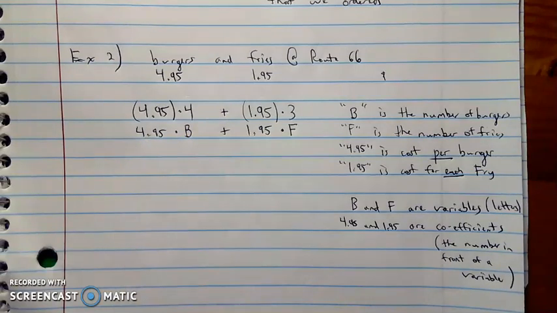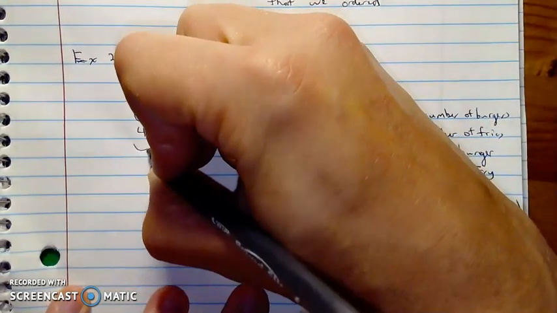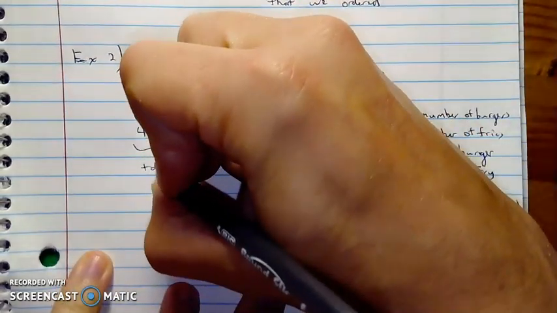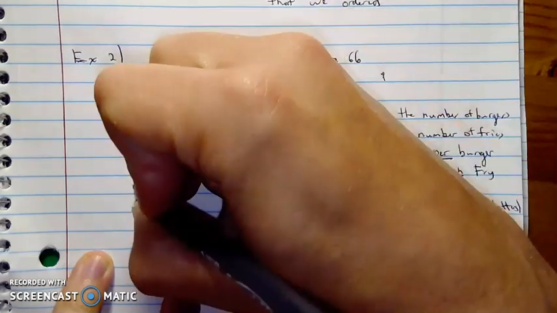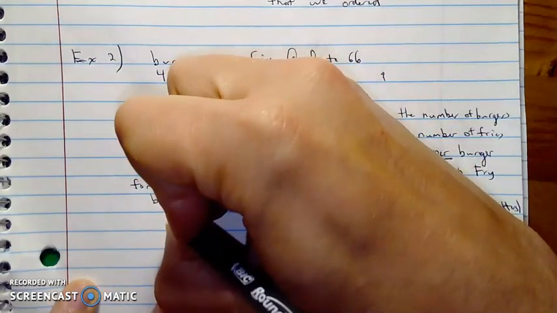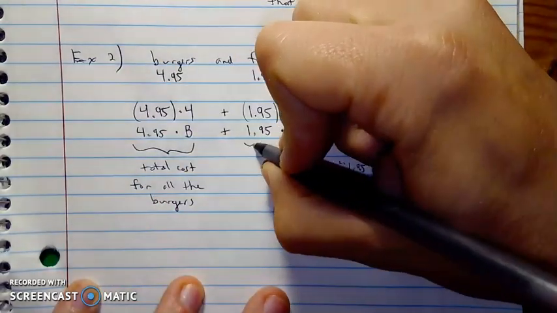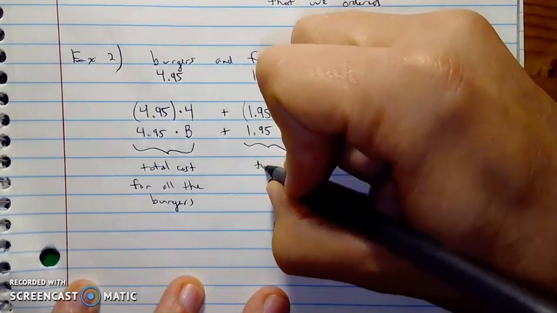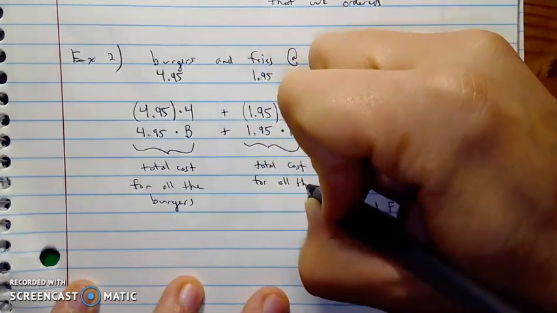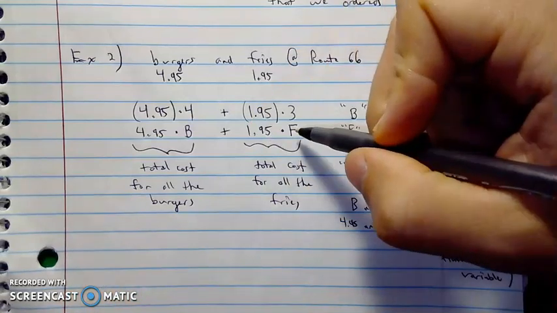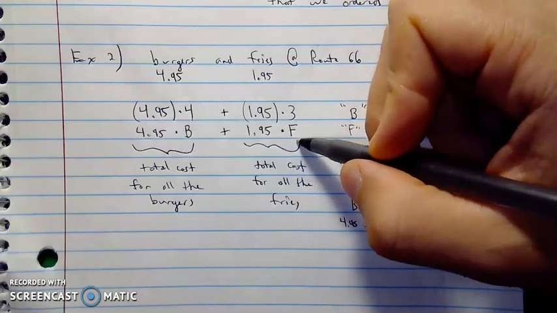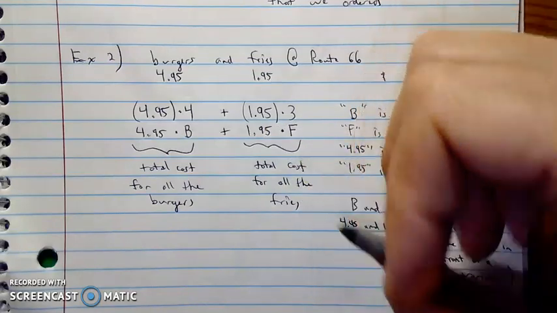I want to interpret a couple more pieces of this. So 4.95 times B, that piece right there represents the total cost for all the burgers, which means that 1.95 times F is the total cost for all the fries. You might order 3 fries, you might order 7 fries if you want a lot of fries. But $1.95 times F represents the cost for all the fries.